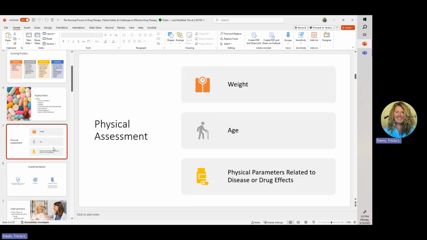So what are some of those important things we want to look at when we're doing a physical assessment? So we talked about a lot of our medications are weight-based, so we definitely want to have a good reliable weight for this patient when they come in. We definitely want to know their age because we talked last week about our differences in age on our young population and our older population. We're worried about some interactions with medication. So we need to be able to know how old our patient is and any type of abnormalities that we should be aware of. And then we want to know if there's any physical parameter related to their disease and any potential drug effects.